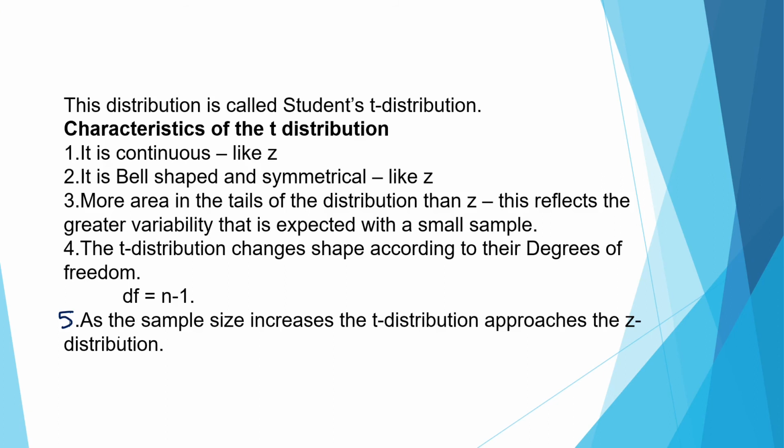Let's look at the student's t distribution. It is continuous like z. It is bell-shaped and symmetrical like z. We have more area in the tails of the distribution than z. This reflects the greater variability that is expected with a small sample. Fourth, the t distribution changes shape according to its degrees of freedom. The degrees of freedom is given by df equals the sample size minus 1. Fifth, as the sample size increases, the t distribution approaches the z distribution.